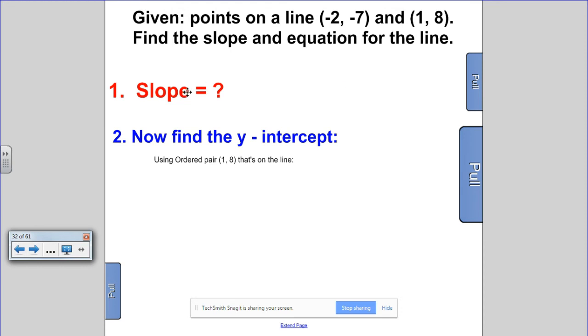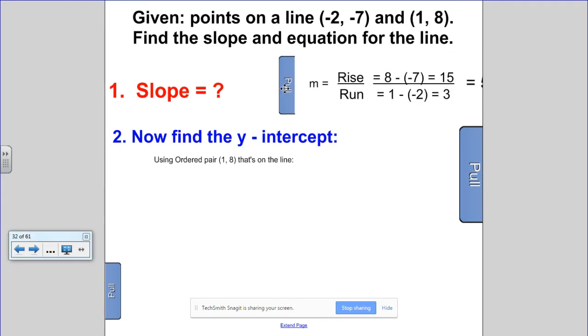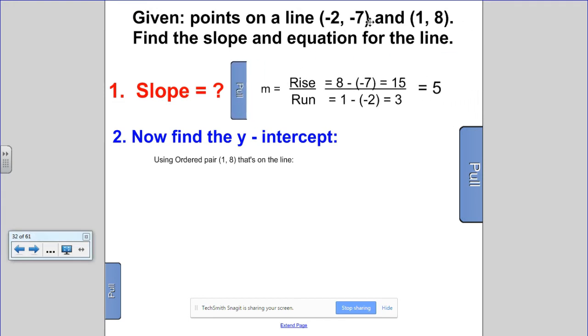All right, so hopefully you found the slope was the difference in the y's over the difference in the x's. It's the rise over the run. So m is equal to 8 minus -7, which is 15, and then 1 minus -2. Minus is the same thing as a plus. It's 3. So your slope is going to be 15 over 3. Your m value is 5.